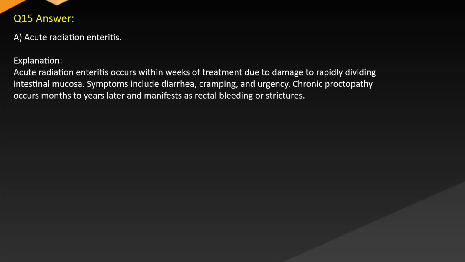Answer A. Acute radiation enteritis. Explanation. Acute radiation enteritis occurs within weeks of treatment due to damage to rapidly dividing intestinal mucosa. Symptoms include diarrhea, cramping, and urgency. Chronic proctopathy occurs months to years later and manifests as rectal bleeding or strictures.